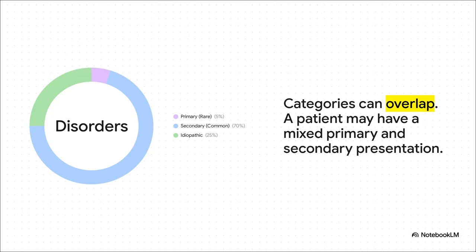And here's something really important to keep in your back pocket. These categories aren't always separate little boxes. You can absolutely have a patient with a mixed picture. For instance, someone could have a primary disorder, like mastocytosis, and also have a totally separate classic food allergy.